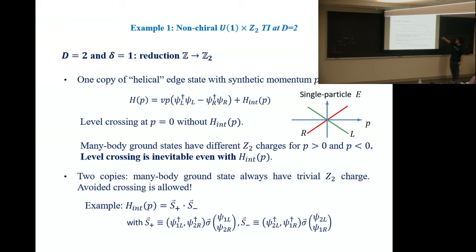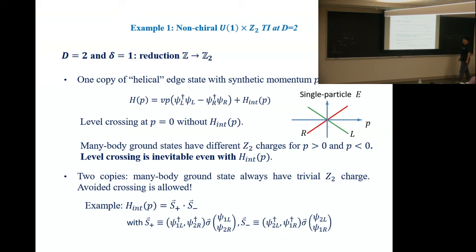This actually becomes just a level crossing. So it means that the non-trivial boundary state simply means that there's a level crossing at the boundary of the one-dimensional system when I tune the tuning parameter P. And this level crossing is unavoidable. It has to be gapless.